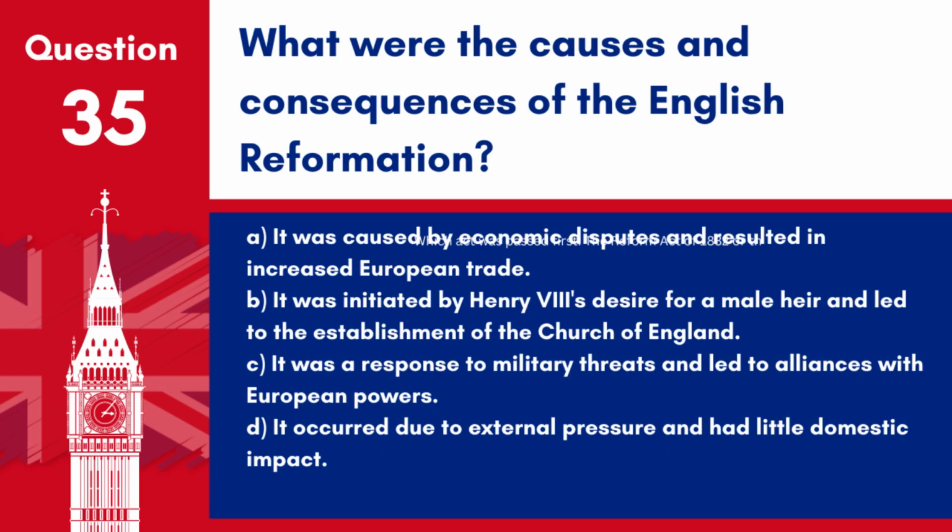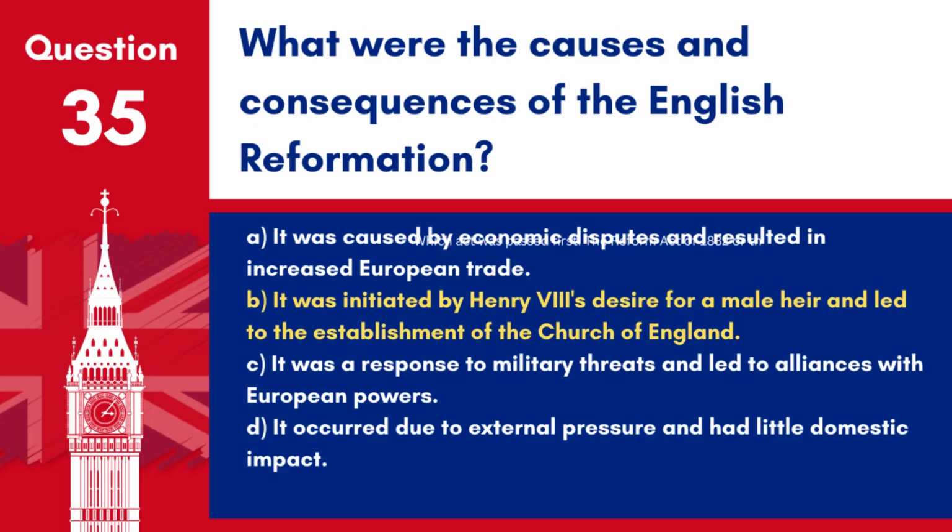Question 35. What were the causes and consequences of the English Reformation? A. It was caused by economic disputes and resulted in increased European trade. B. It was initiated by Henry VIII's desire for a male heir and led to the establishment of the Church of England. C. It was a response to military threats and led to alliances with European powers. D. It occurred due to external pressure and had little domestic impact.